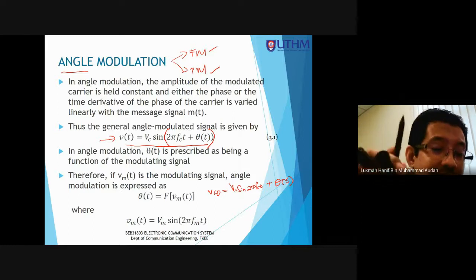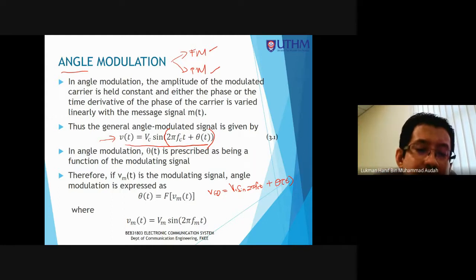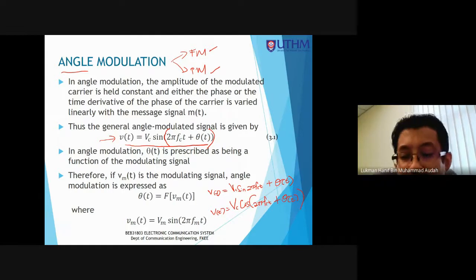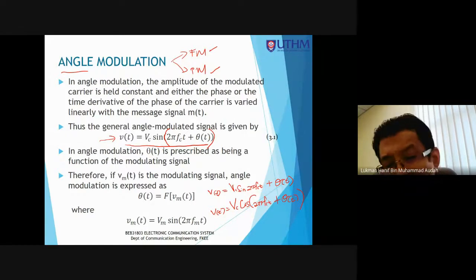Be careful. Okay? And for your information, if you read from other literature books, dalam literature books yang lain, ada yang menggunakan cosine. Instead of sine, dia gunakan cos. Boleh juga. Okay, so dia buat macam ni: v of t is equal to Vc cos (2 pi fct plus theta t). Boleh juga, tak ada masalah. Okay, so ada setengah buku menggunakan cos. Wayne Tomasi dia suka guna sine. Okay, so no problem. Doesn't matter.